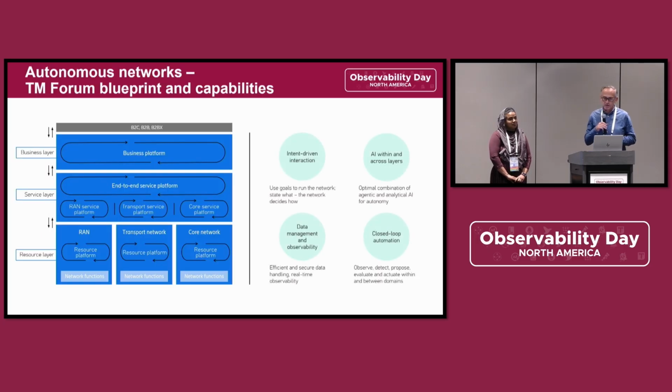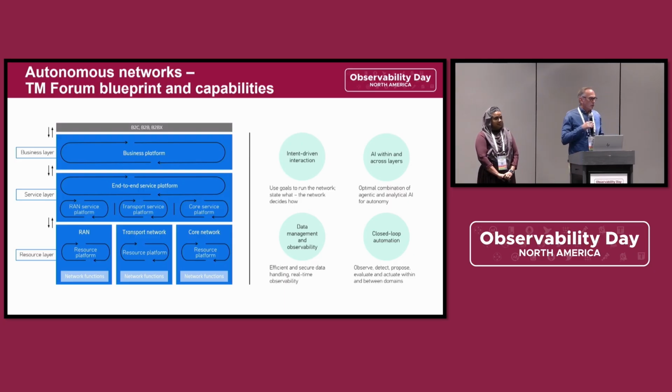What you see here is the blueprint for autonomous networks. Autonomous networks is a big thing in the telco industry at the moment. Everyone is talking about that. All the communication service providers, the CSPs, are talking about how they would like to achieve autonomous networks, autonomy level 4, within the next years and so on. But it's of course a big question how we are going to achieve that.